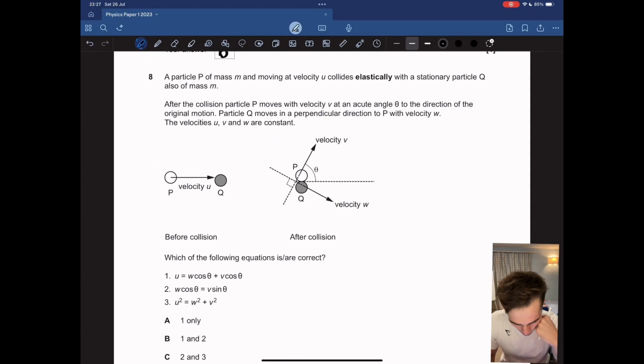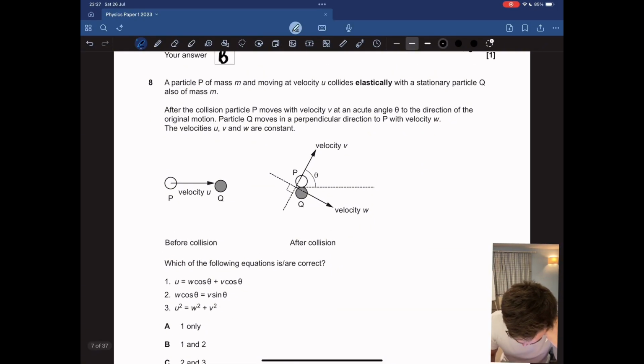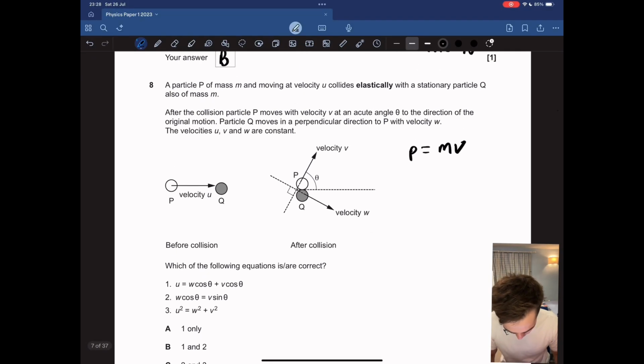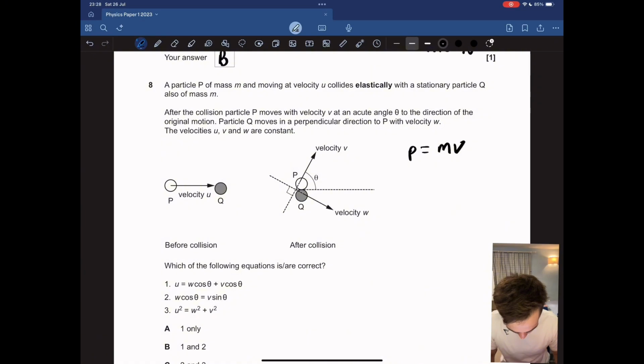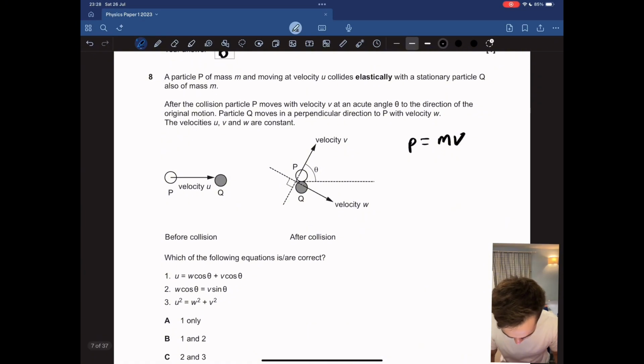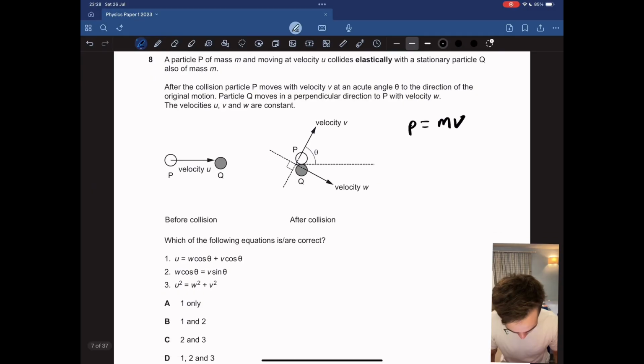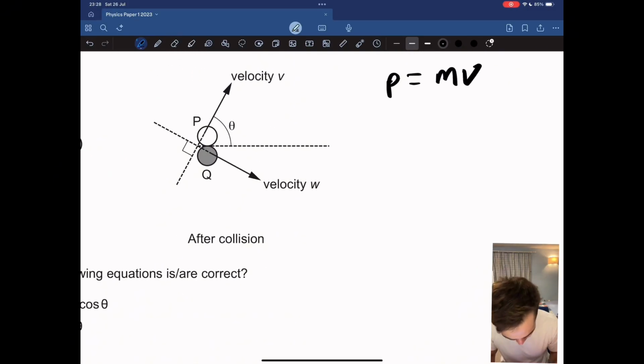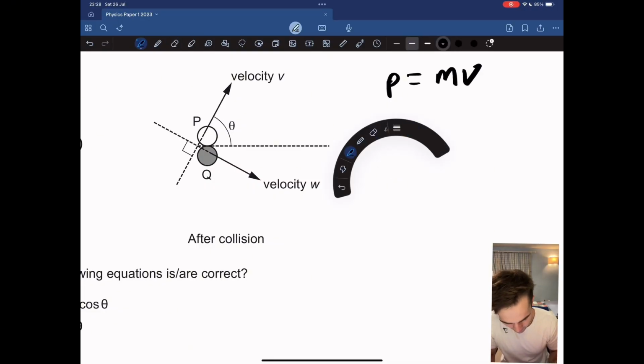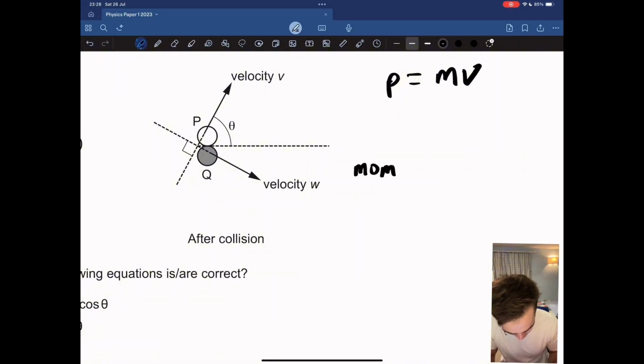So question 8 is a momentum question, I guess. We're going to write down our equation straight away. Momentum is mass times velocity. We have initial velocity u, it bounces off Q at angle theta. So the initial thing I'm thinking is we want to find our momentum in the x direction.